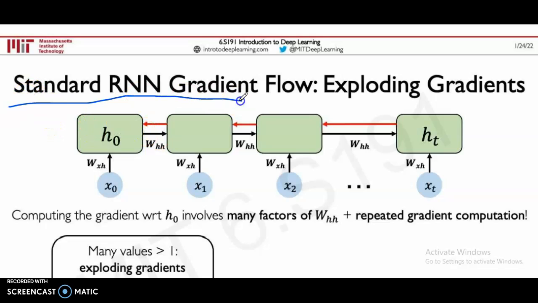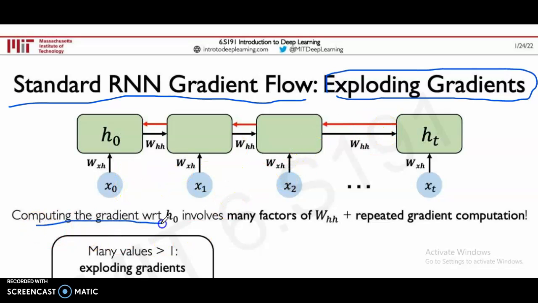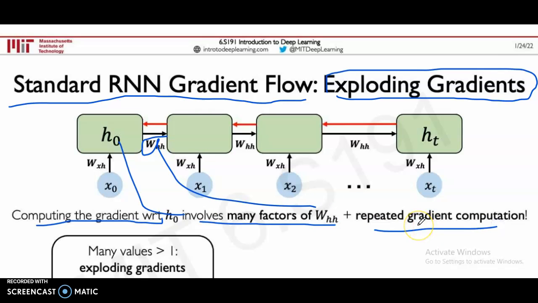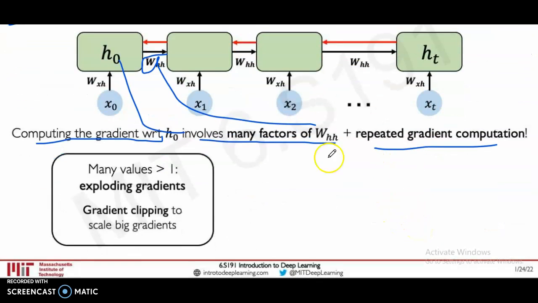Standard RNN gradient flow: exploding gradients. Computing the gradient with respect to h0 involves many factors of W hh. Many factors, repeated gradient computations. We have already seen this in the last slide. Many values are greater than 1.